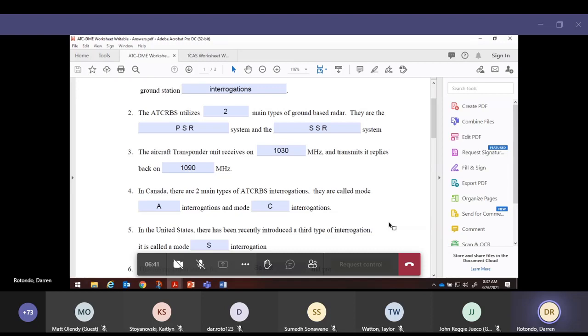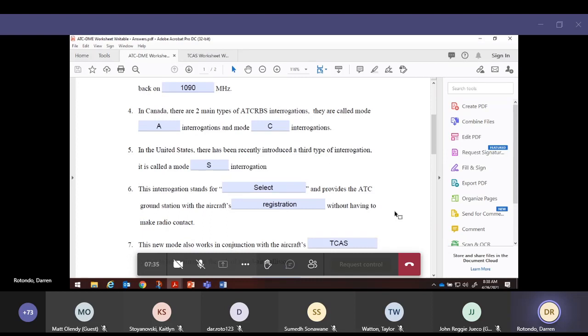Question 6, the Mode S interrogation, the S stands for select, and why that's kind of a nice system to have. The newer system is, first and foremost, it will provide air traffic control with your aircraft's registration as soon as you're within distance of the air traffic control site, without an air traffic controller actually having to make radio contact with you to retrieve that information.